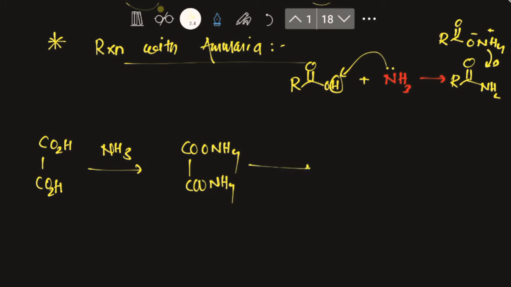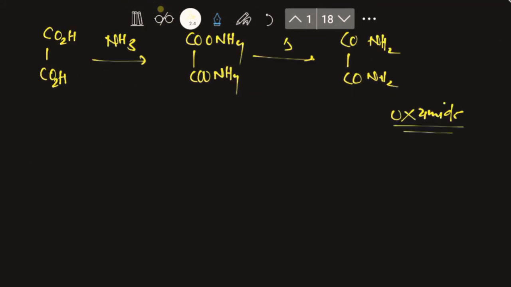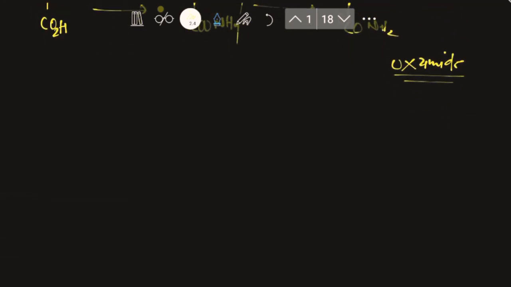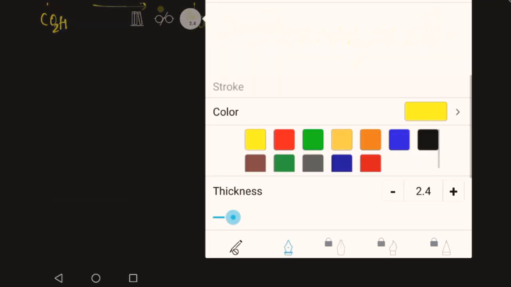This will be formed, and later on heating it will convert into the carbonyl linkage, CONH2 and CONH2. This is called oxamide. So this is the second reaction, the reaction of the carboxylic acid with ammonia, which is called amide formation. Okay, the next reaction is the reaction with glycerol.